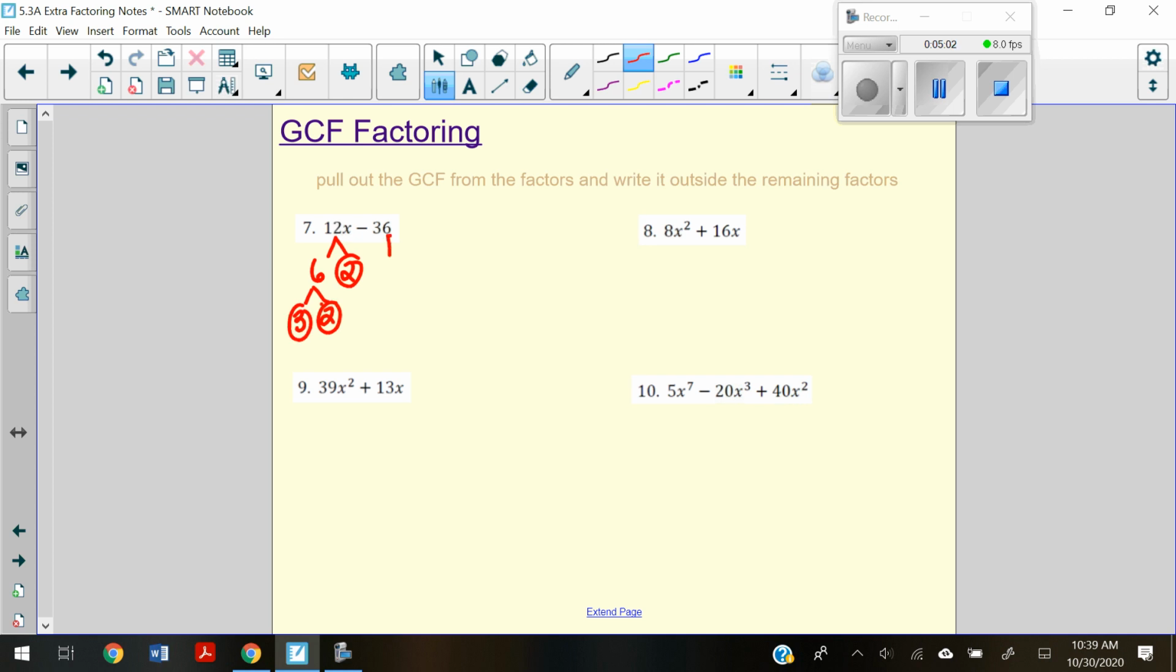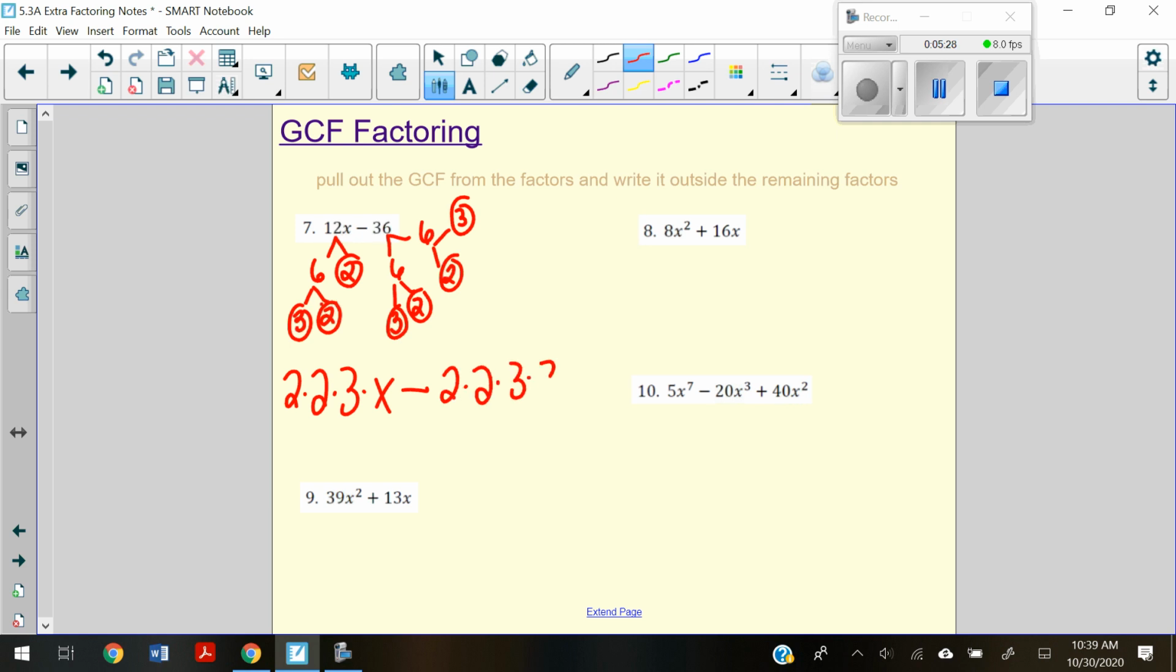Okay, 36 breaks into 6 and 6, and both of those break into 3 and 2. Again, we're thinking about what multiplies to those things, not what adds to them. So I'm going to make myself a little more room. My 12x turns into 2 times 2 times 3 times x, minus my 36 is turned into 2 times 2 times 3 times 3. Now I'm looking for pairs to pull out. Yes, pairs, because it's one from here, one from here.